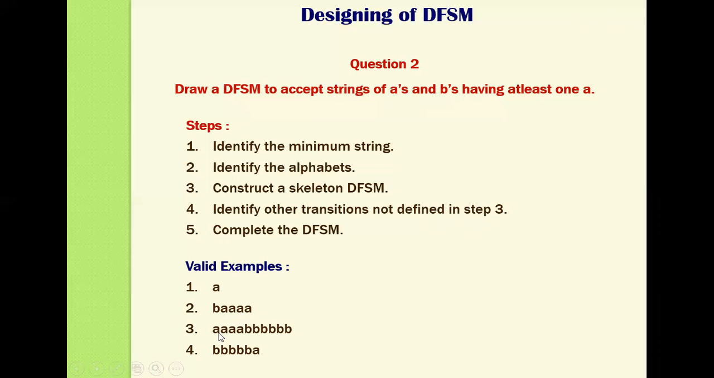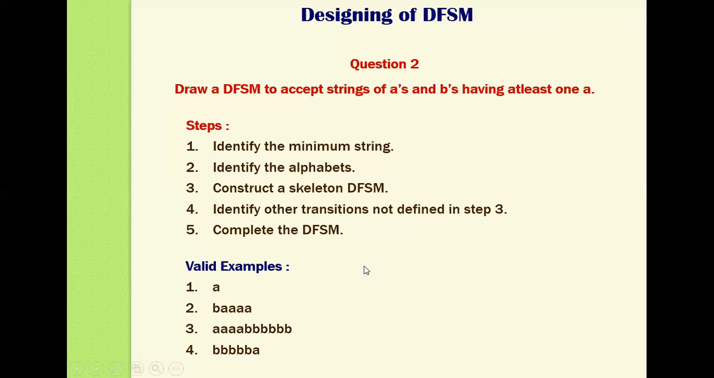Now let us see the third example. I have so many A's followed by so many B's. Am I having at least one A? Yes. The string is valid. Now let us see one more thing. I have so many B's followed by one A. So am I having at least one A? Yes, I'm having one A. That means it is a valid string.